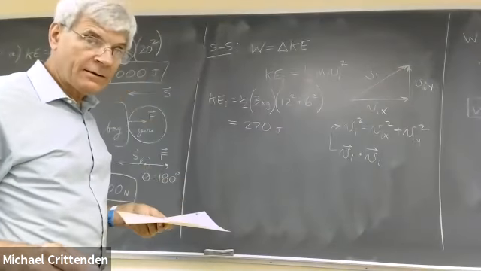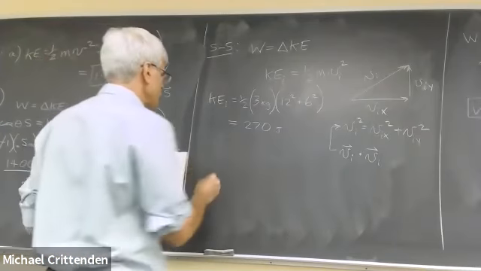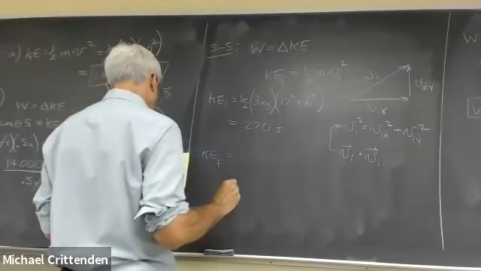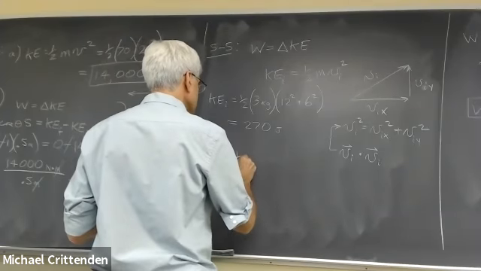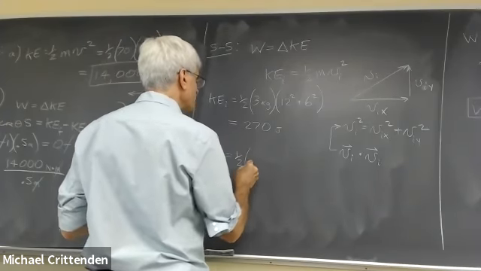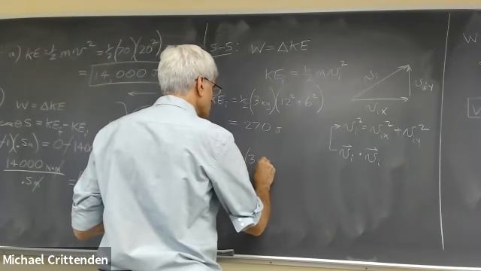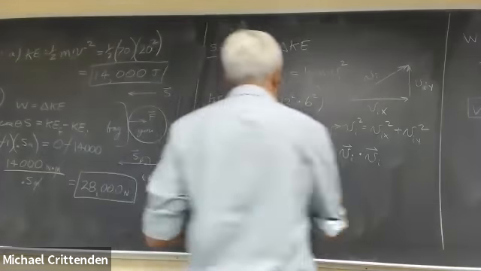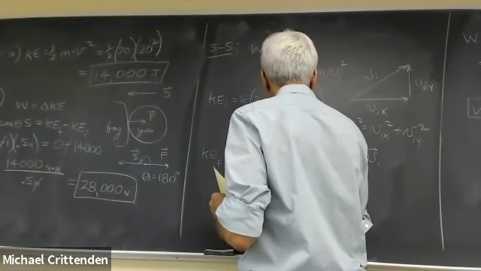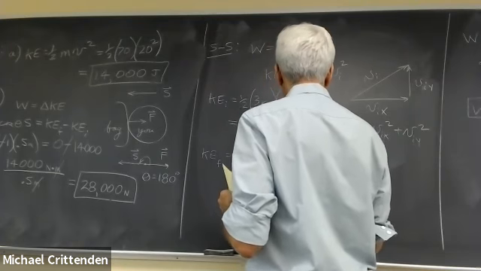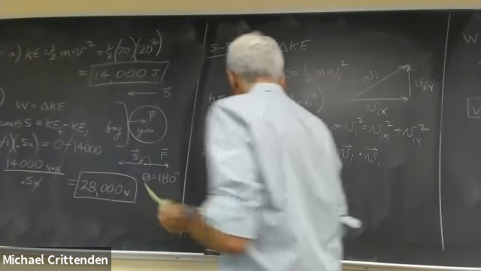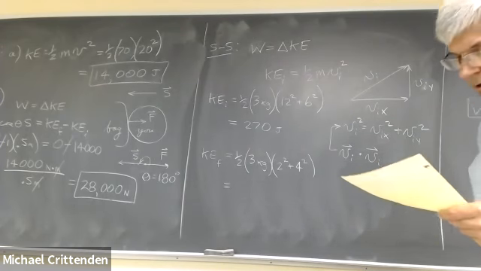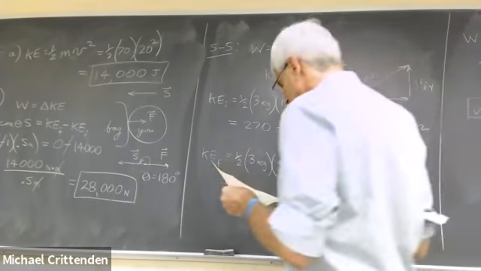Same thing over again to get the final kinetic energy. Mass is 3 kilograms. Components of the final velocity. It's going slower now, and so it doesn't have as much kinetic energy.